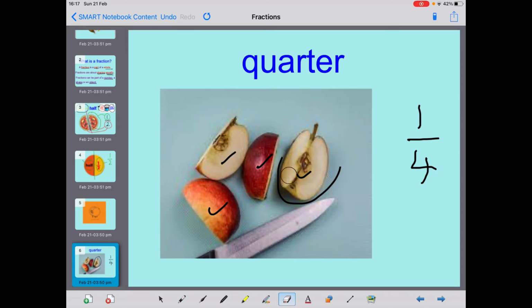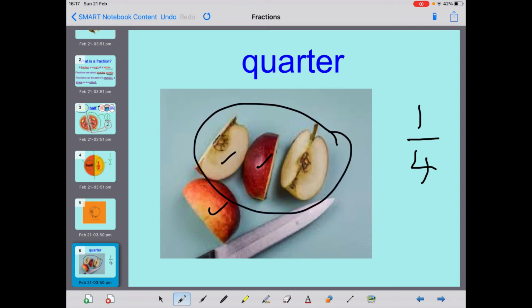If we were to be a bit greedy and we had that many, we wouldn't have 1/4 of the apple, would we? We would have 1, 2, 3 quarters of the apple. So there's still 4 pieces, but this time we've got 3.